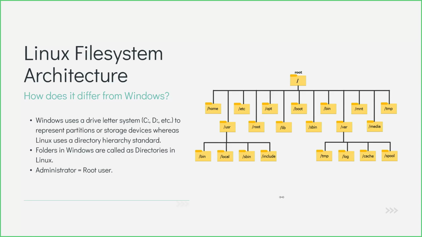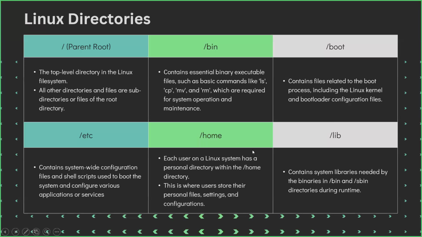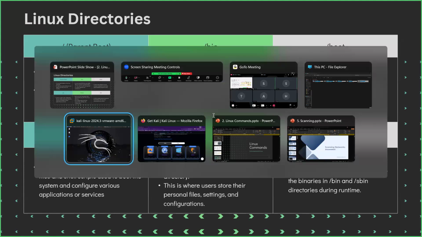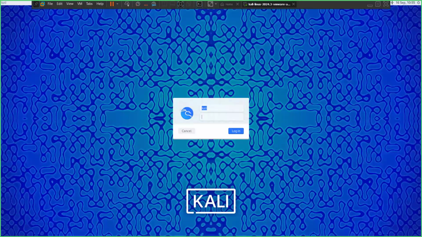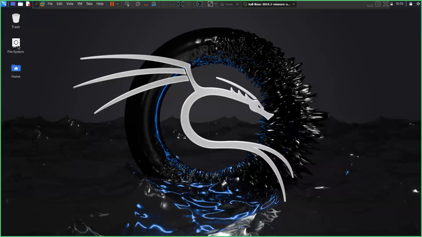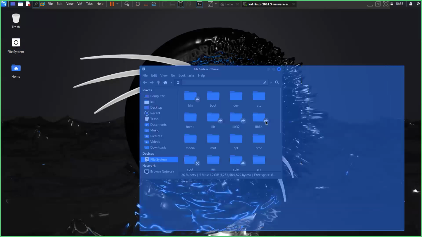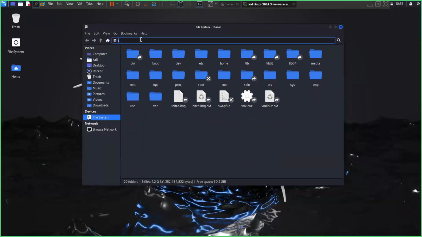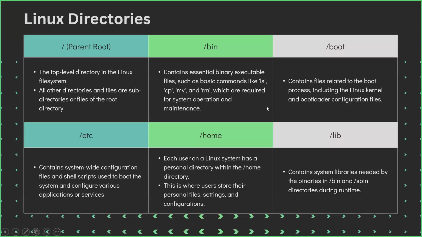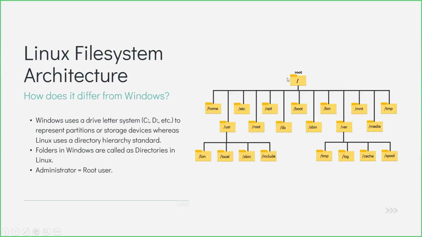Okay, moving on. So as mentioned, let's talk about some of these important folders in the Linux architecture. If I show this practically, let me go to my Kali system here and log in with my default creds. And if I go to file system here, you can see this is my parent root directory. This is represented with the forward slash. So your forward slash is the parent root directory, which is the top level directory. Everything else falls under it. And under the parent root, you have all these other subdirectories.